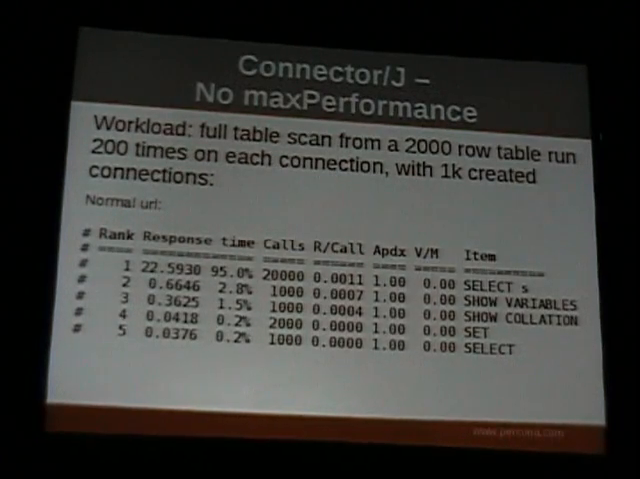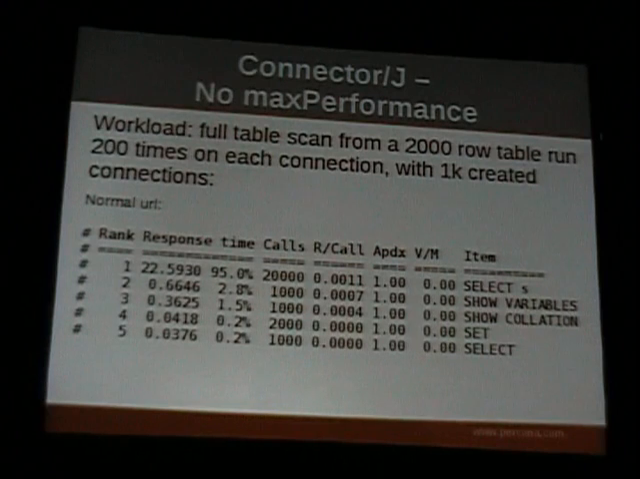Well, and here's how much gain it can provide. We're going to see two different examples. The first one, we produced a synthetic load with a full table scan on a 2,000 rows table. And we had this query running 200 times from 1,000 different connections. You can see the select itself ran 20,000 times and took 95% of the time. Then show variables and show collation, along with the set, took another 4.5%. If you had 100 servers, that would be almost 4.5 servers you could be saving. It doesn't make too much, but it's a decent amount.